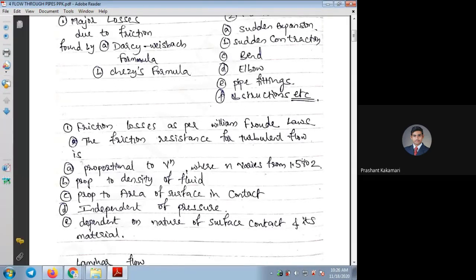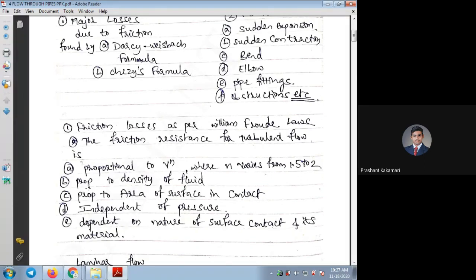Next, the friction loss is also dependent on the density of the fluid, or you can consider the weight of the fluid. If the density or the weight of the fluid is very low, the contact between the pipe surface and the rubbing surfaces will be less. As the density of the fluid is high, the friction losses are also high. Next, it is also proportional to the area of the surface in contact. This is very, very important.